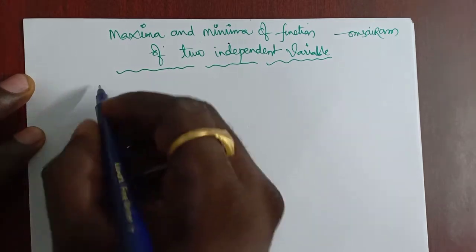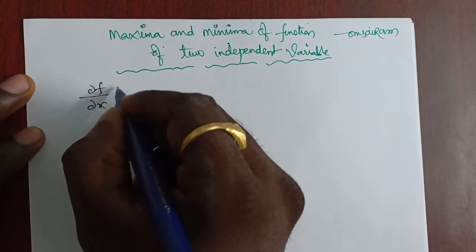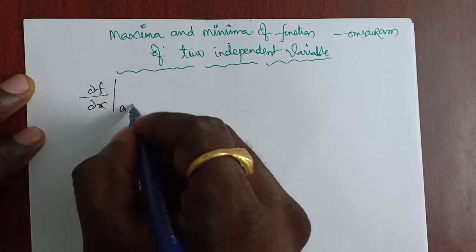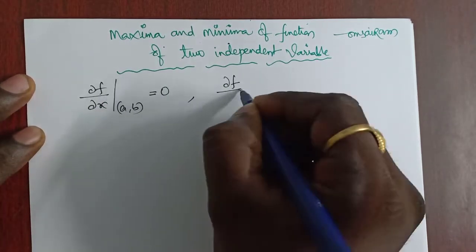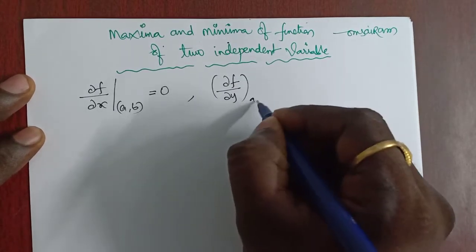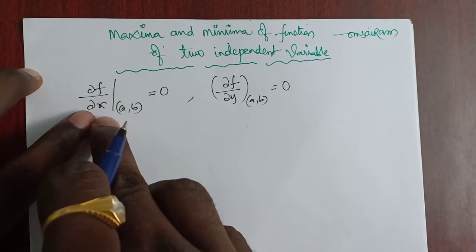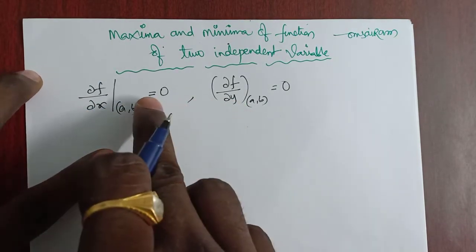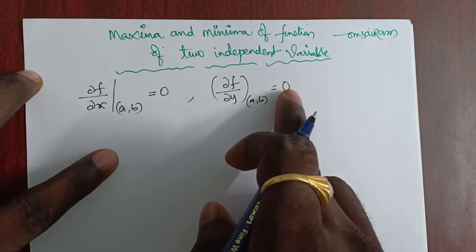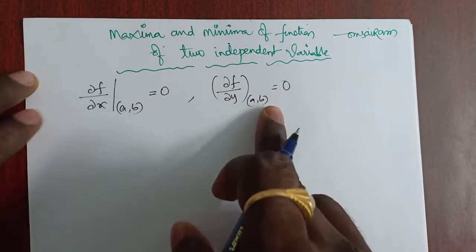The first one is ∂f/∂x at (a, b) equal to 0, and the second one is ∂f/∂y at that point (a, b) equal to 0. So after getting the partial derivative with respect to x and with respect to y, equate them with 0, then only we will get the points of maxima and minima.